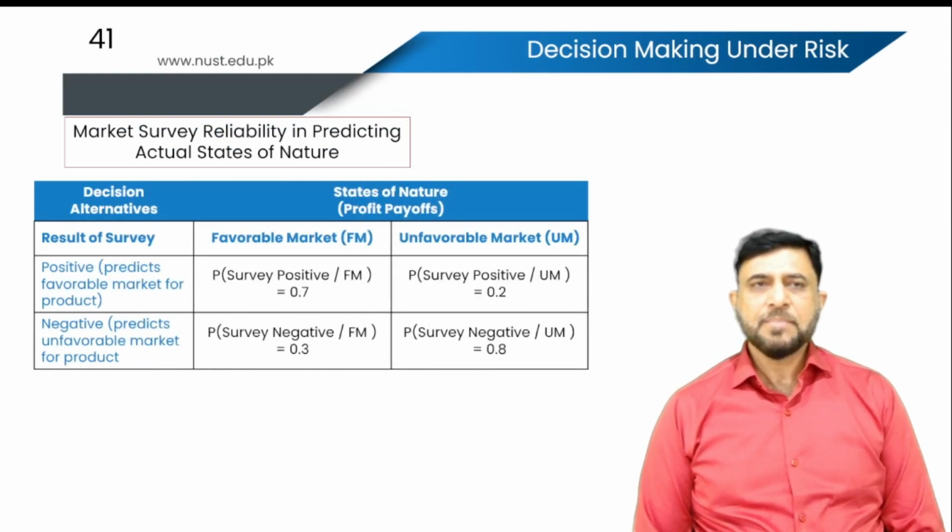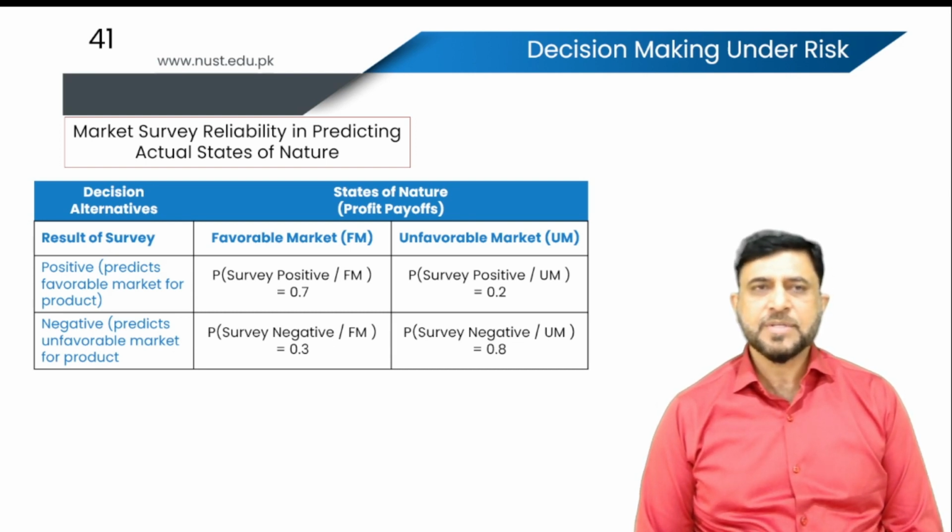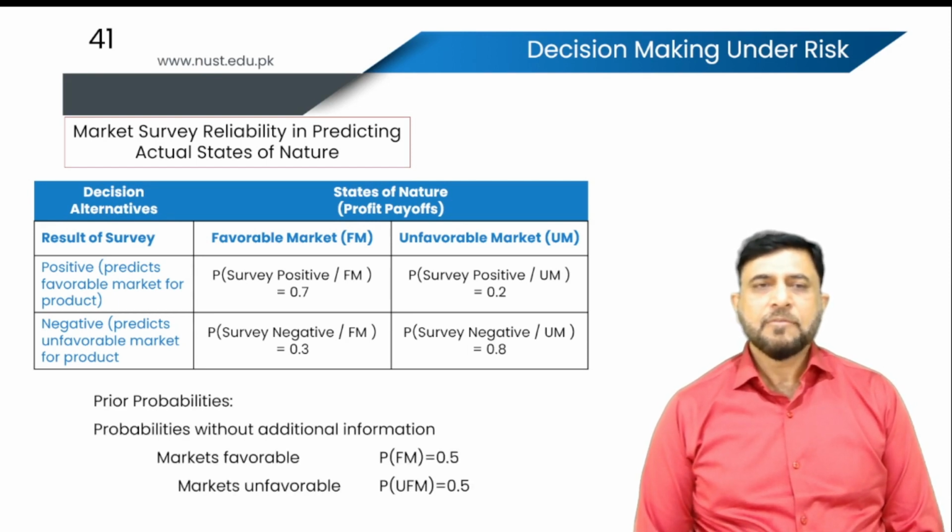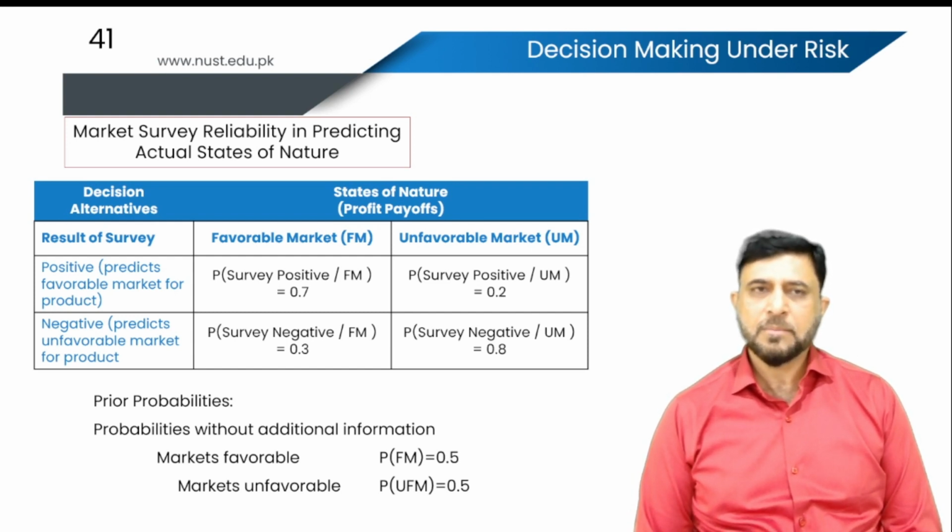Okay, solving an example. This is the example where market survey reliability in predicting actual states of nature is considered. If we are taking a survey from the market, then it may be a positive survey or a negative survey. Positive means it predicts a favorable market for the product, and negative survey means it predicts an unfavorable market for the product. But actually, what are the actual conditions of the market? These are there. Market favorable has 50% probability, and market unfavorable again has 50% probability.